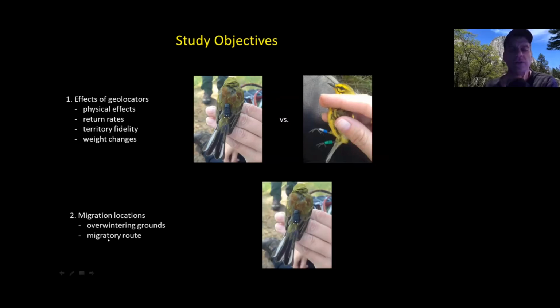The second objective was to examine the basic questions of where do they go? Where do our birds overwinter and what routes do they take to get there and back? And obviously, we can only examine these types of questions with birds that have geolocators.